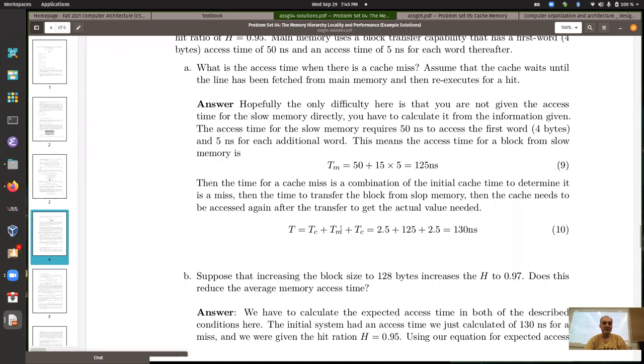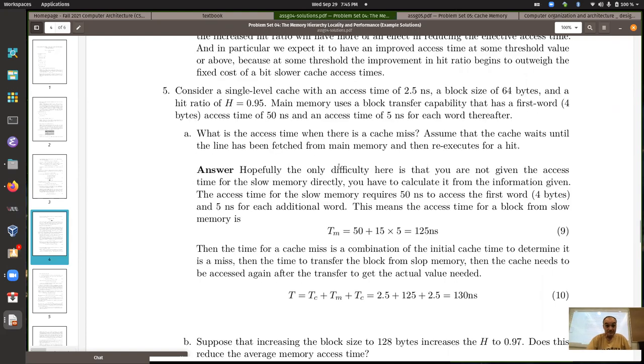Okay, so sometimes when you see problems done like this, for a miss you're just given the total time that you need to transfer and maybe restart the load or the read or the write from cache, right? Sometimes you just add in TC once. So you might use TC plus TM. And sometimes, the way some systems work, for a miss you actually have to add in two times the fast cache access, right?